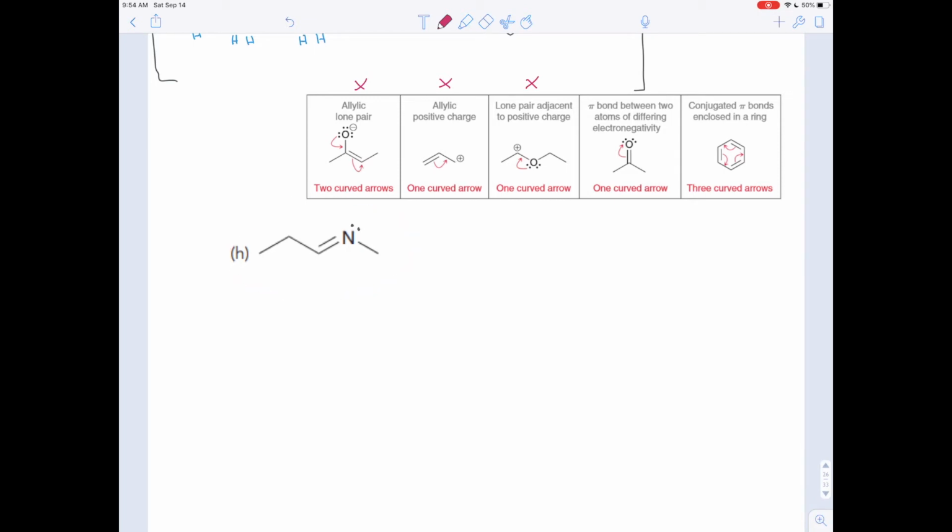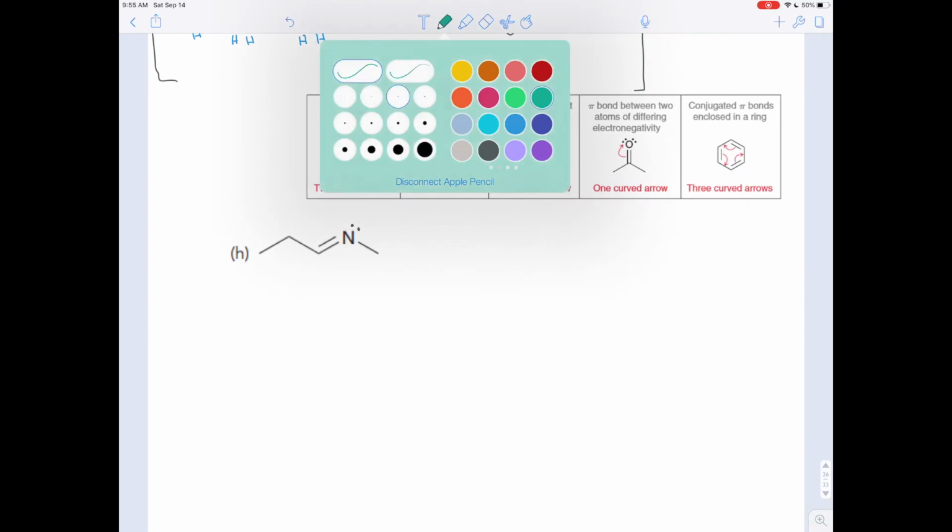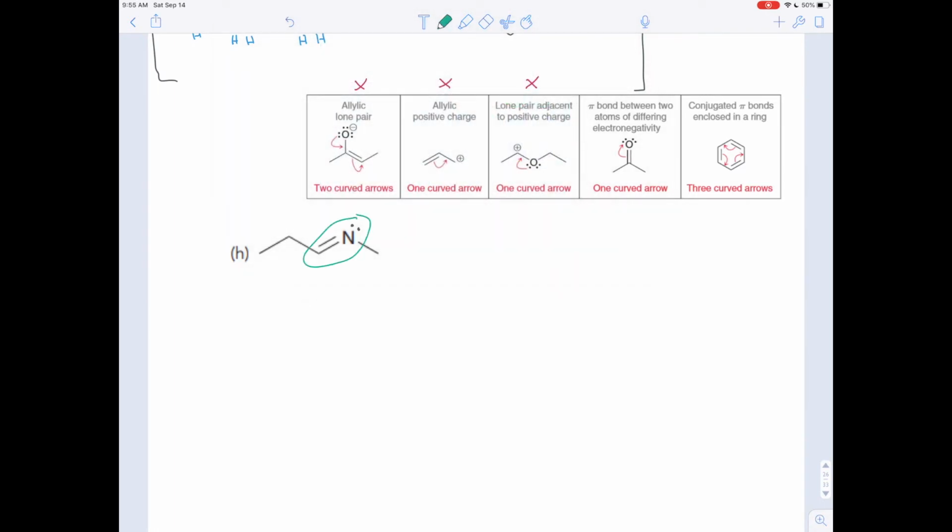How about a pi bond between atoms of different electronegativity? That we do have right here. Every bond after the first bond is a pi bond, so we have a pi bond there between a carbon and a nitrogen. Nitrogen is much more electronegative than carbon. So we will have resonance in this structure, so we draw those big brackets to warn people that each individual structure we're drawing is not the true structure. The true structure is the average of them all.